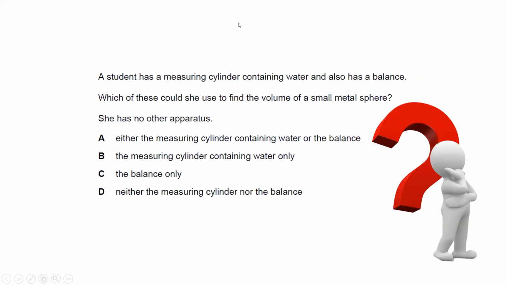Another question. A student has a measuring cylinder containing water and also has a balance. Balance is to measure the mass. Which of these could she use to find the volume of a small metal sphere? She has no other apparatus. She has a measuring cylinder which contains water, and she has a balance. How can she measure the volume?